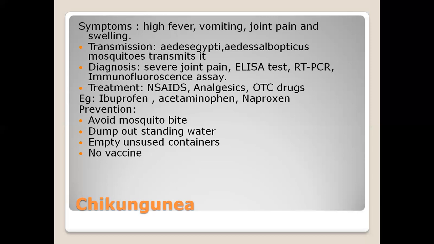And treatment mainly includes non-steroidal anti-inflammatory drugs, analgesics, the painkillers, and OTC drugs for treating chikungunya. Examples of drugs involve ibuprofen, acetaminophen, naproxen. And prevention of chikungunya: mainly avoid mosquito bites, dump out the standing water around your home, empty the unused containers of water, and there is no vaccine available for chikungunya.